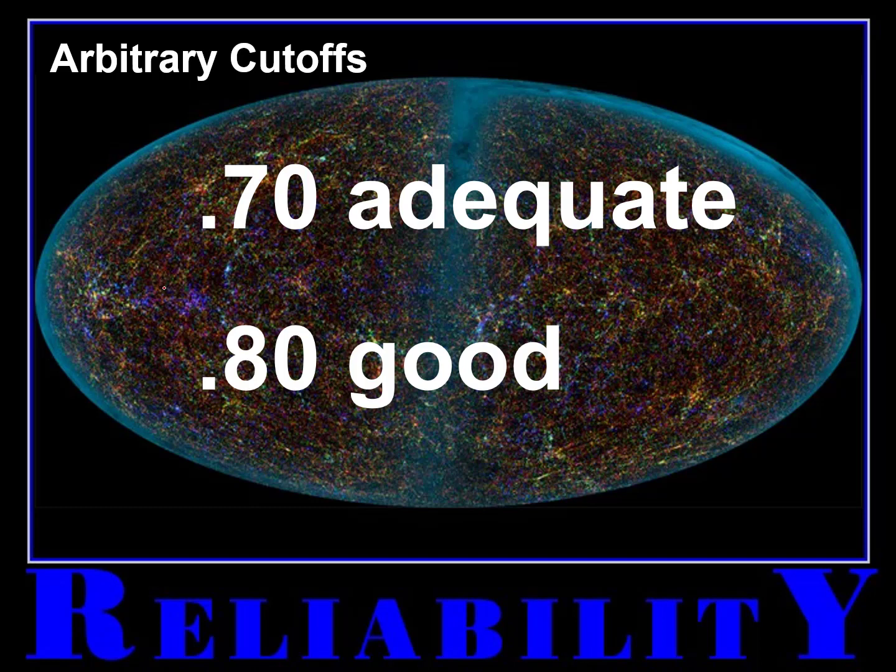So for this class, we're going to use these arbitrary cutoffs that I have here, and we'll say that if reliability is less than 0.7, we're going to call that problematic or poor reliability, and 0.7 or higher, we're going to call that adequate reliability, and if your reliability is 0.8 or higher, we're going to call that good reliability. And if you look at reliabilities as they're reported in research or educational settings, you'll find a lot of examples of reliabilities that fall in this range.